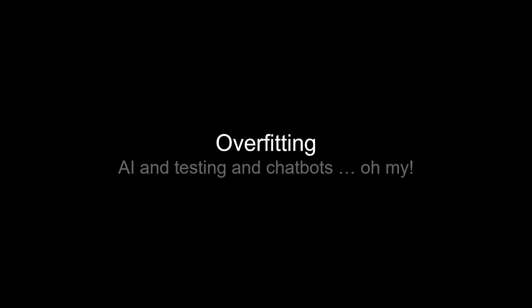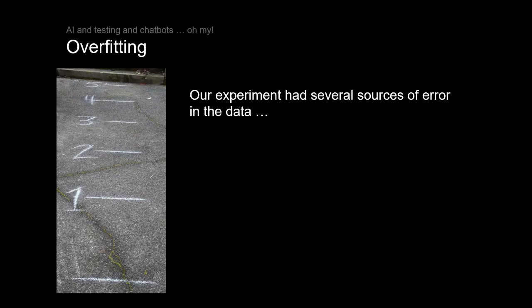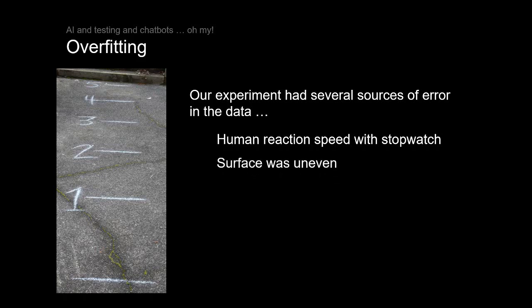The second type of curse of machine learning is something called overfitting. As you could see in the video before, our experiment had several sources of error in the data. One of which was the human reaction speed with a stopwatch. That's always going to cause whatever time that we record to not be perfect. The surface wasn't even, and as you noticed, I had to sometimes steer to keep it kind of straight. Again, had to steer a little bit to keep it straight.